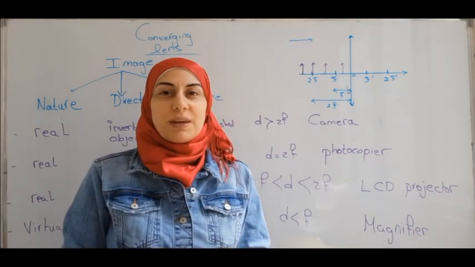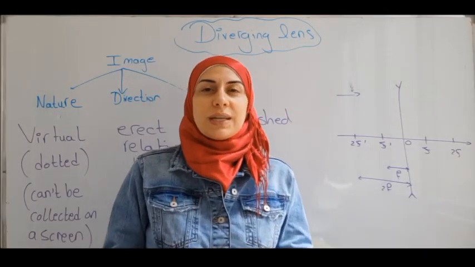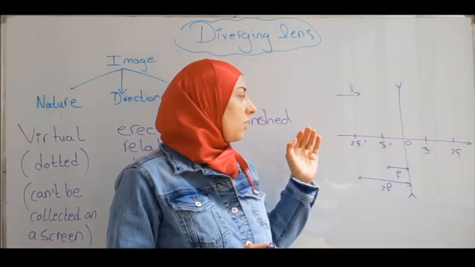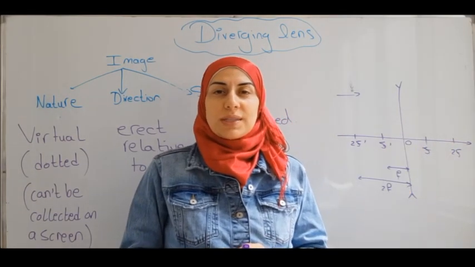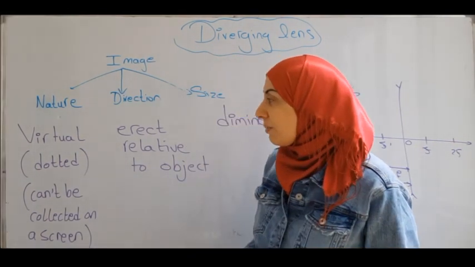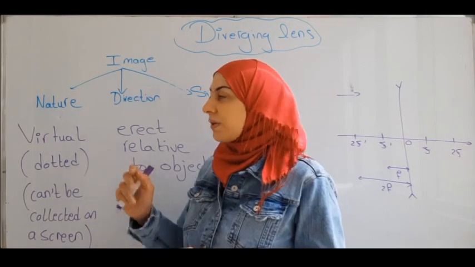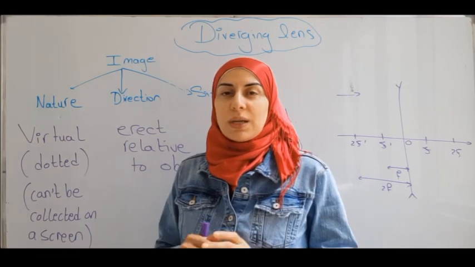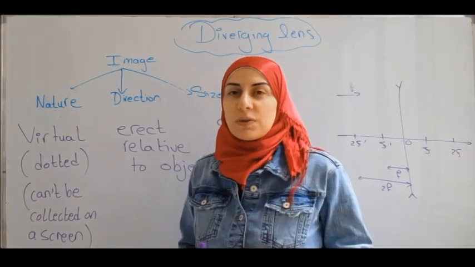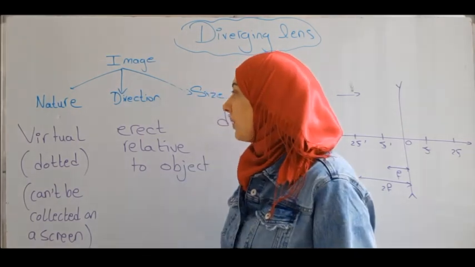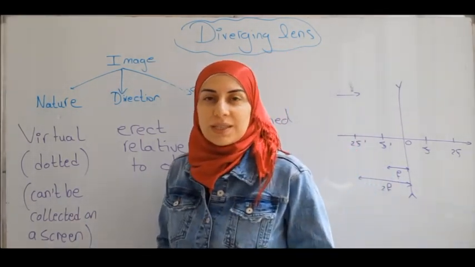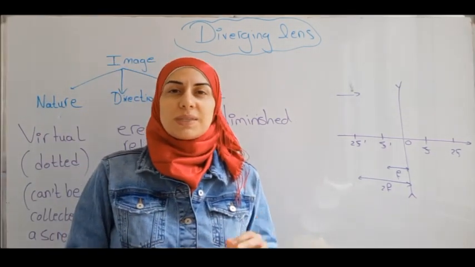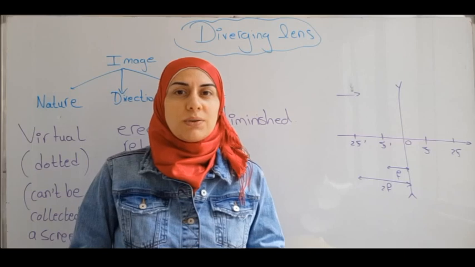Now let's move to the diverging lens. Unlike the converging lens, in the diverging lens we only have one case. Wherever you place your object on the optical axis, you will obtain the same characteristics. The nature of the image given by a diverging lens is always virtual. A virtual image is an image that can only be seen through the lens. It cannot be collected on a screen. You always draw a virtual image dotted. The virtual image is always erect relative to the object, that is, it is not inverted. In the case of a diverging lens, you always get a diminished image, smaller than the object.